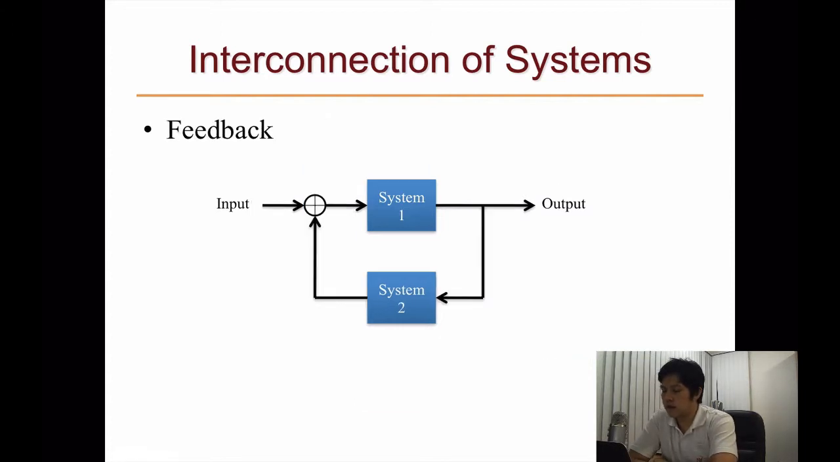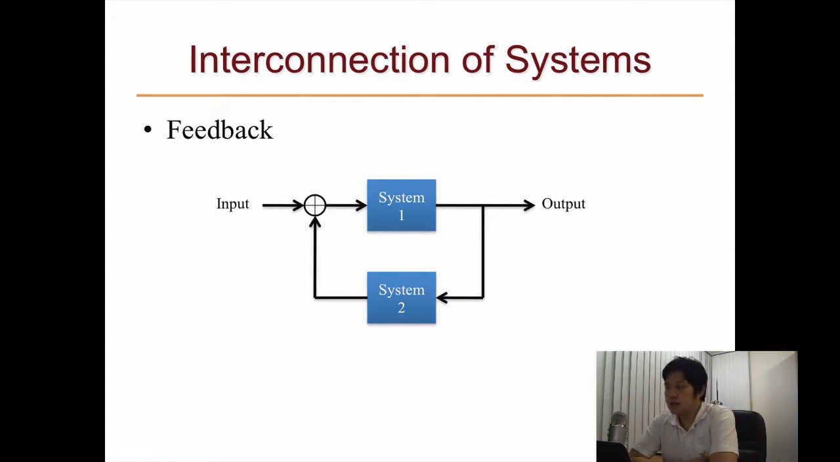Or you can configure the system into a feedback style. That is, you take the output from one system and then compare it with the input, and then feed the difference, or maybe the addition, to system 1 to produce the output. This type of system can be found in many places, and there are many applications because they have the property of stability. That is, the system can operate in a stable manner.